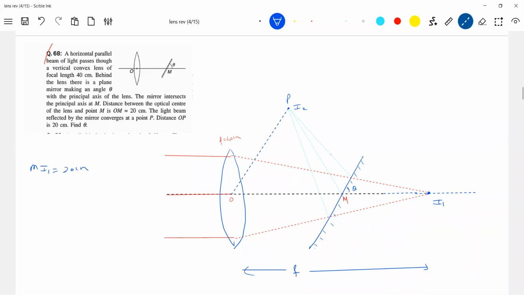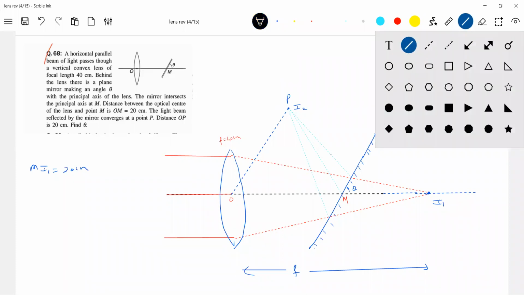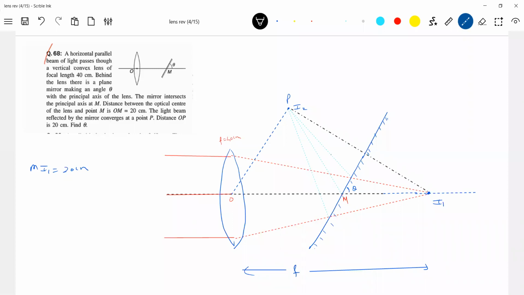And this is the mirror. Object distance should be equal to image distance. This is for my convenience, I'm drawing it. So it's a rough diagram. Okay, no, analyze it. This OM, M dash, you give some symbol. No mathematics, just make observation.